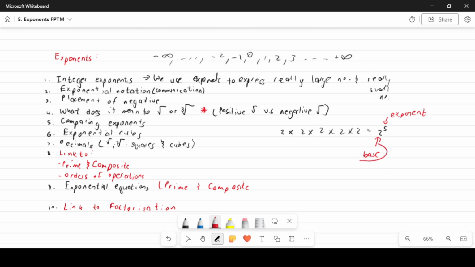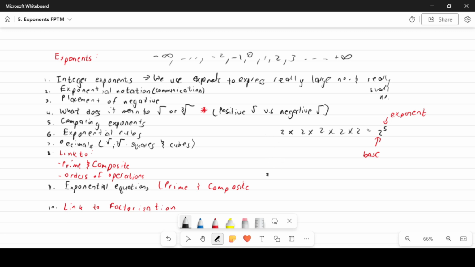So this is the number that is being repeated. This number here, the exponent, tells you how many times the base is being repeated. And that's the basic structure of exponential notation. That's the basic structure of exponents. Nothing more, nothing less. Okay? So that's basically what we need to understand there. Right, so that's number 1. For number 1, we basically understand integer exponents. And number 2, you basically understand your exponential notation.